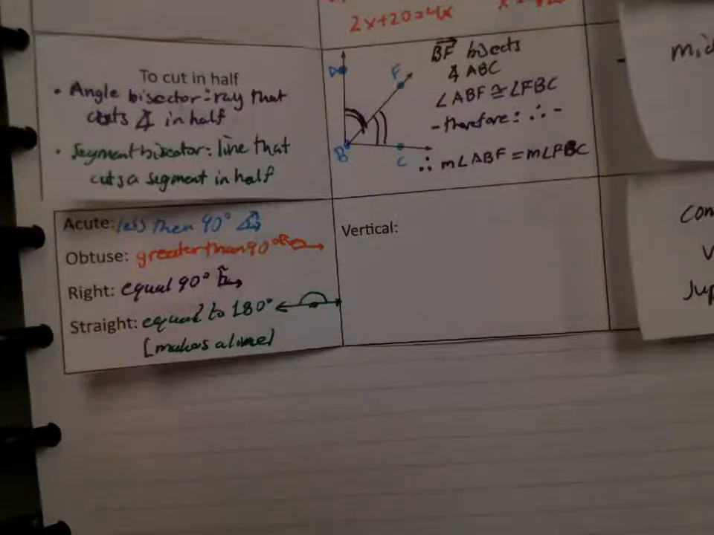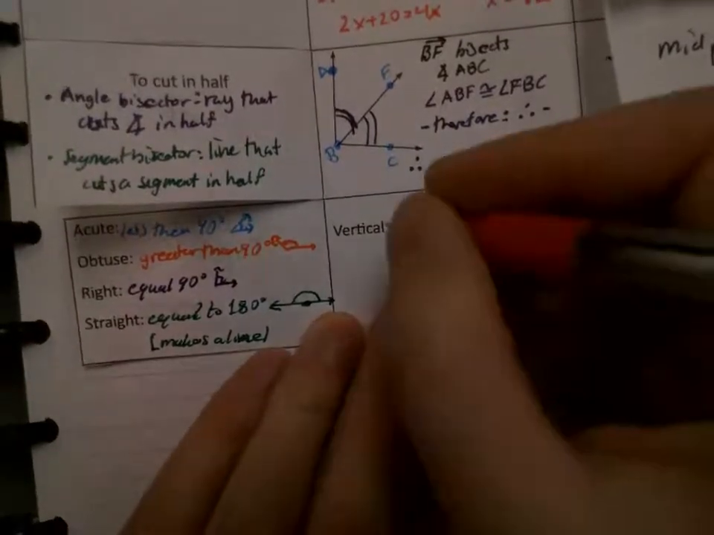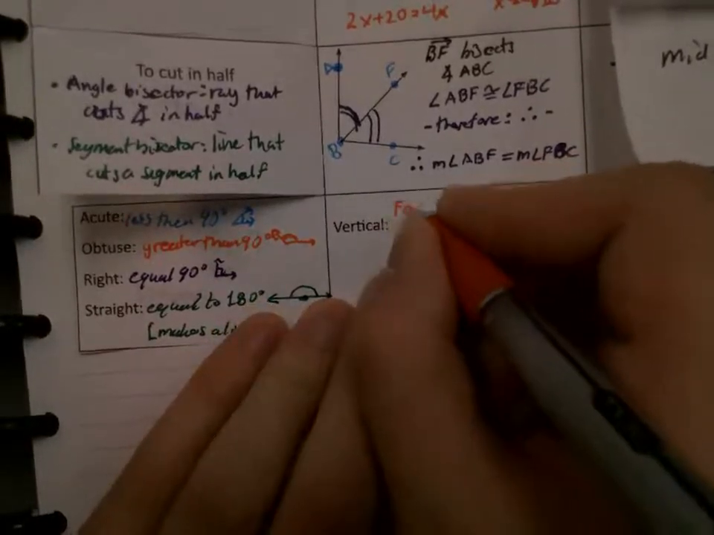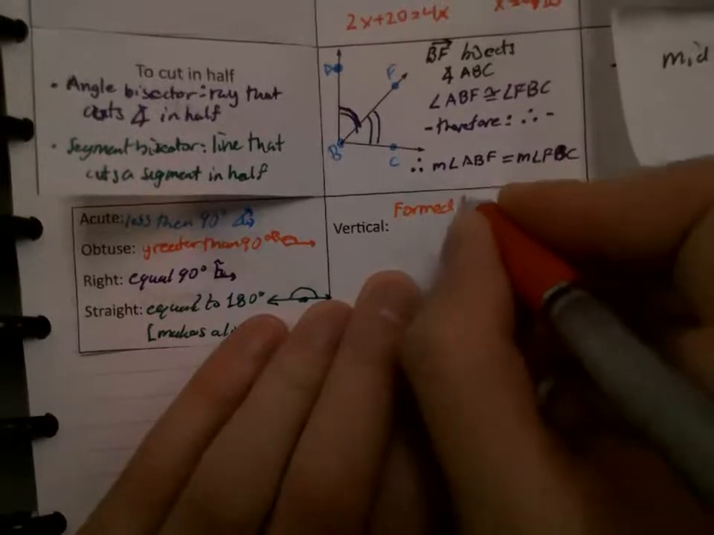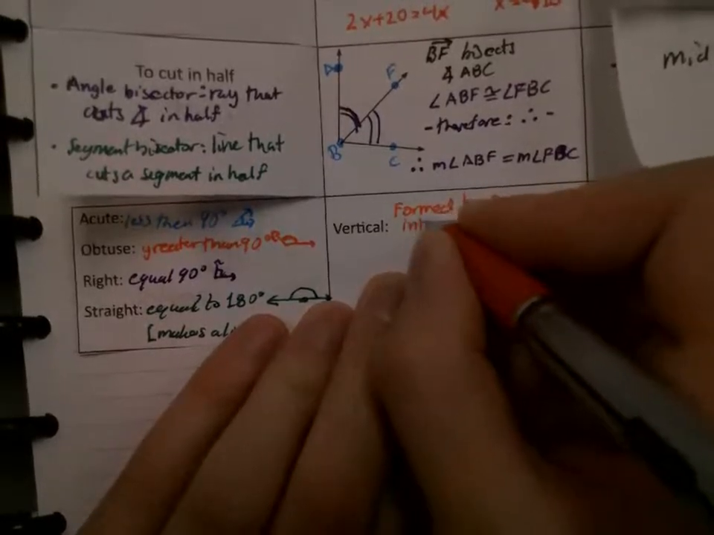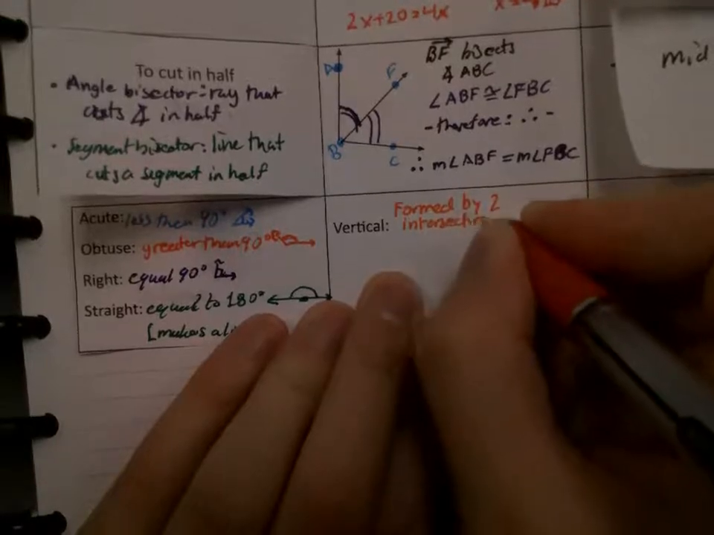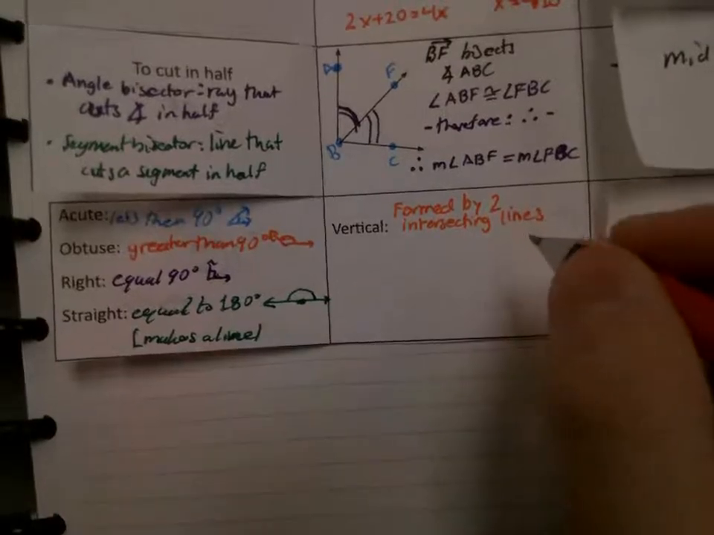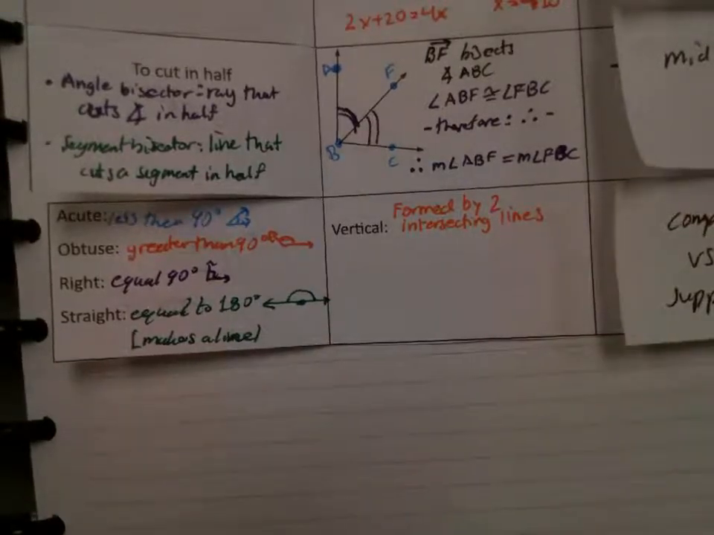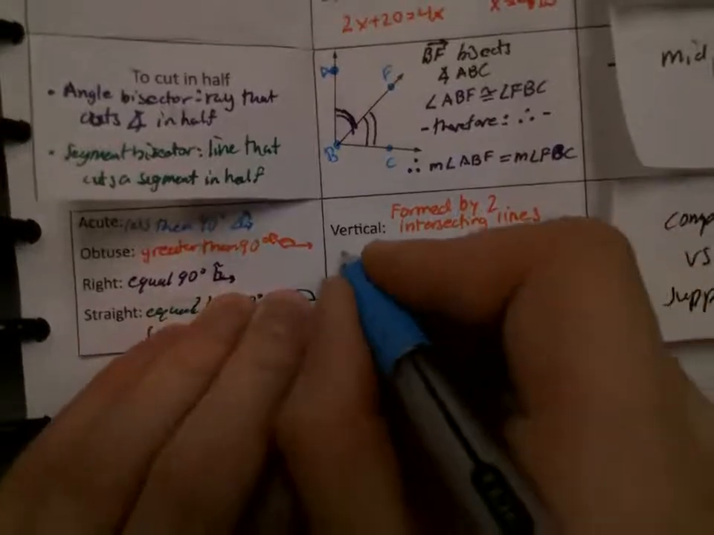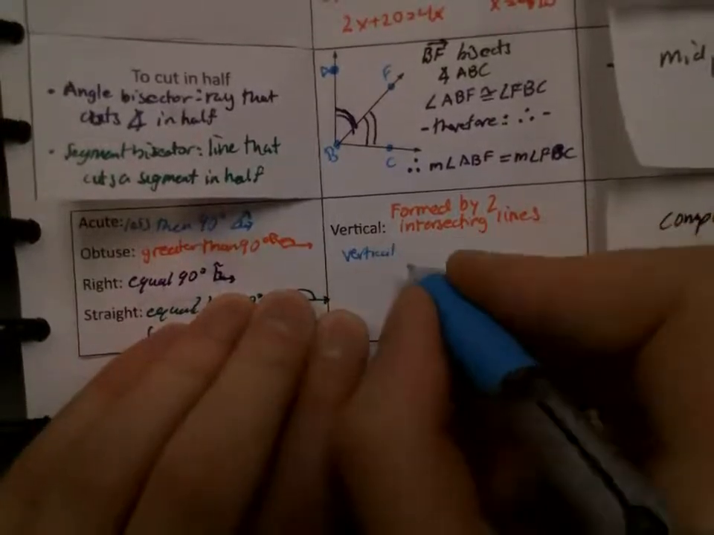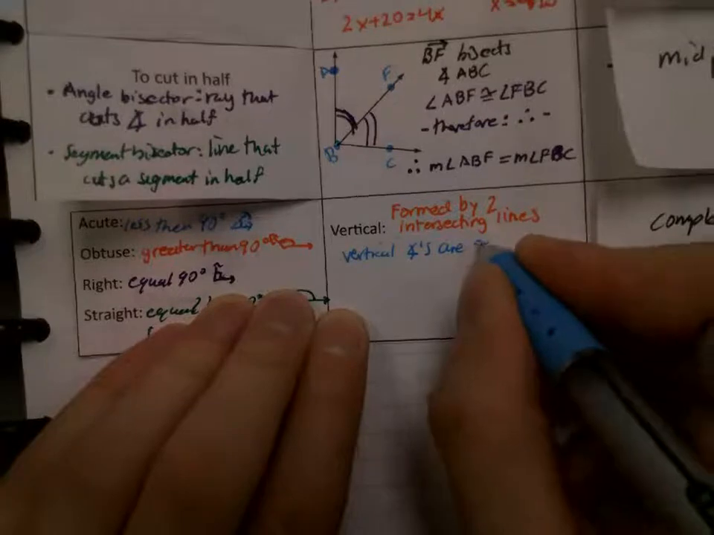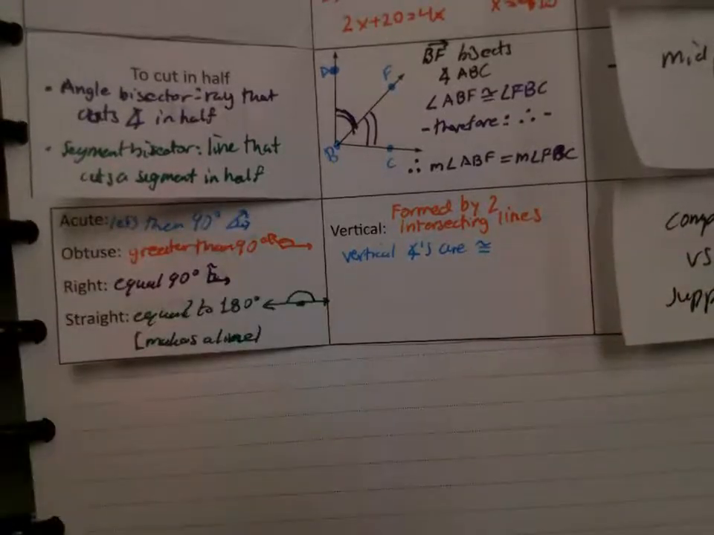Now, the vertical angles, these are really, really powerful. They are formed by two intersecting lines. And vertical angles are congruent. And here's why.